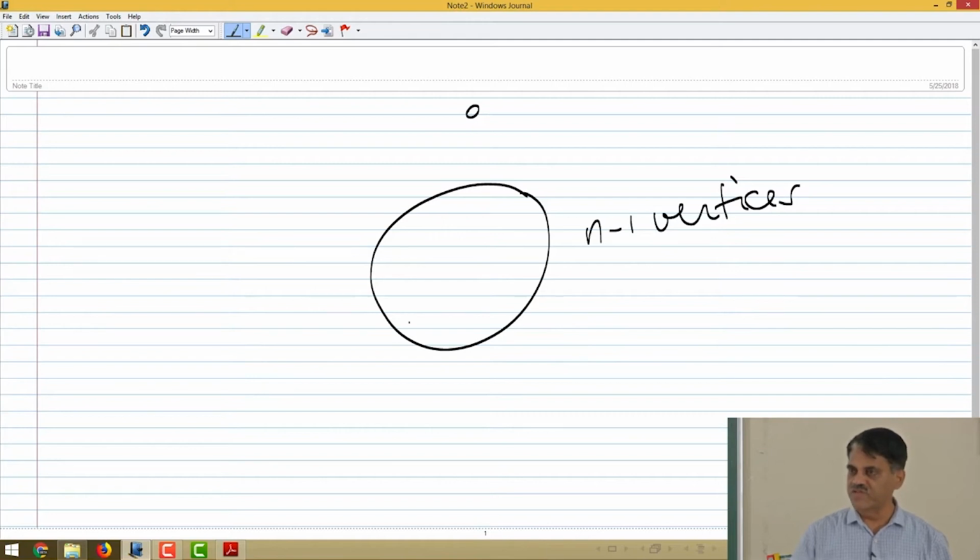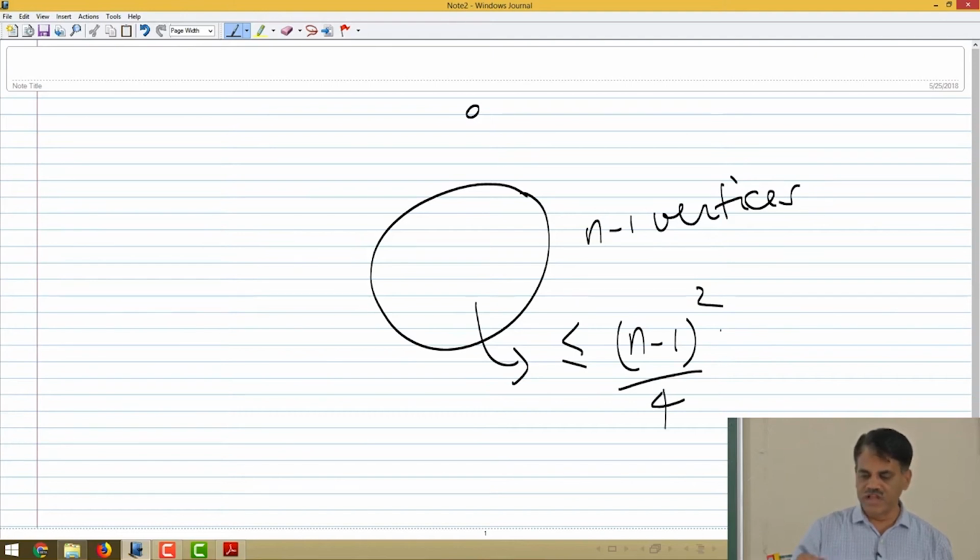This graph does not have any triangle. So the number of edges here is at most n minus 1 whole square by 4, but there are a lot of edges like this. How many edges, and what sort of edges can there be? All we know is that the graph has no triangle. By induction hypothesis it has at most n minus 1 whole square by 4 edges, but now I have these kinds of edges. How many? There can be up to n minus 1.